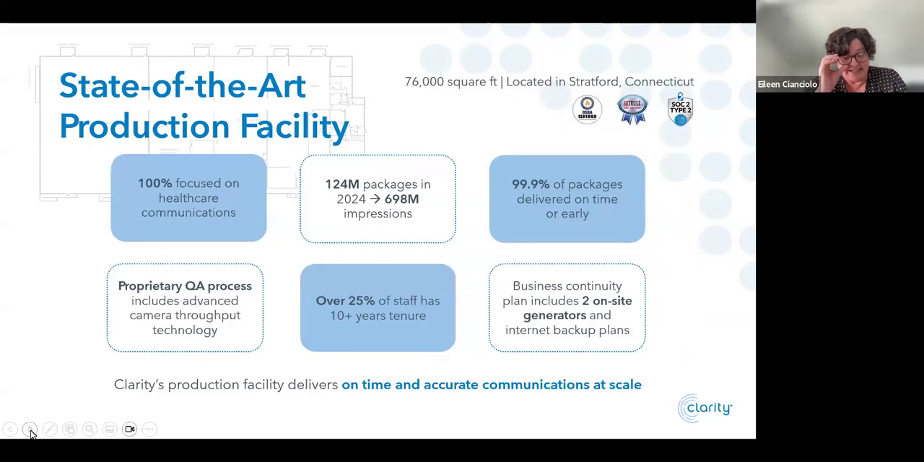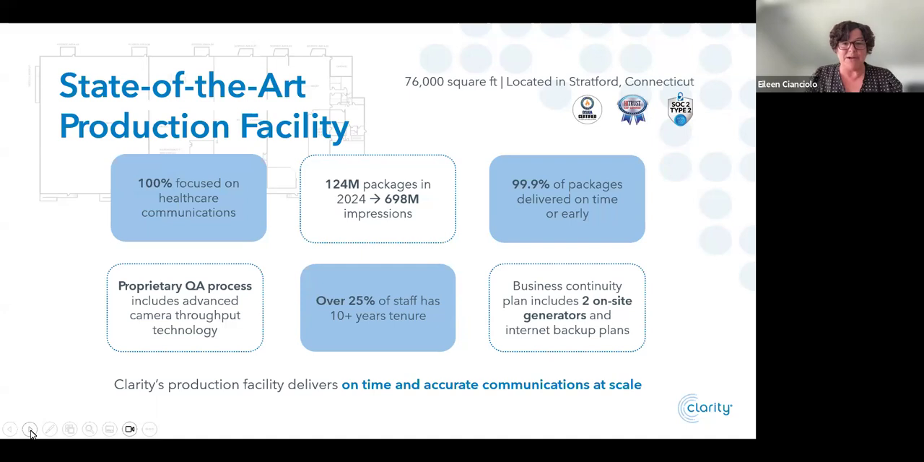As we go on to the next slide, a little bit about us. While we have a very strong digital capability and presence, everything we render we can then distribute, whether via email, text, or web services, and we own our own state-of-the-art print production facility that's 76,000 square feet, located in Stratford, Connecticut. We focus specifically only on healthcare. To give you an idea of volumes from 2024, we sent out 124 million packages with over 698 million impressions, 99.9% delivered on time. And we have a proprietary camera-based QA process throughout the entire end-to-end that helps ensure accuracy and on-time delivery.